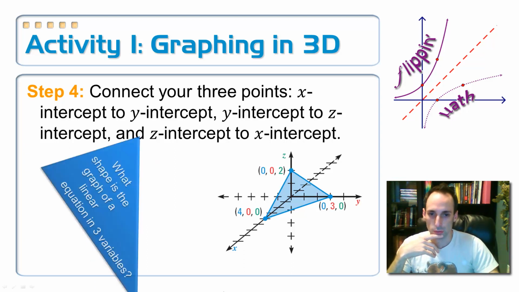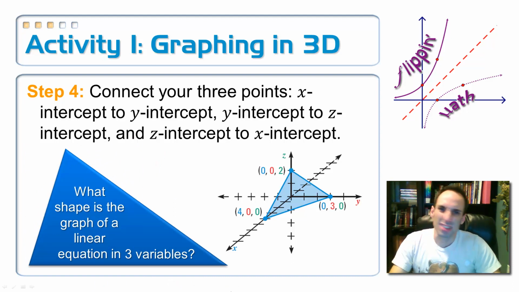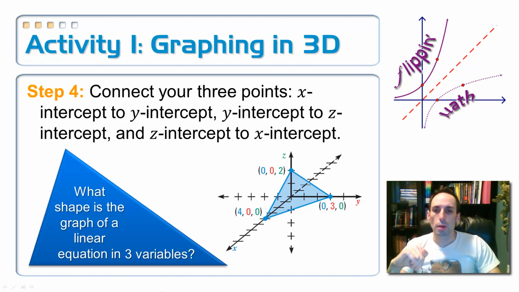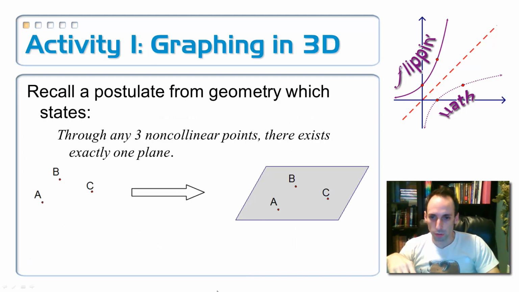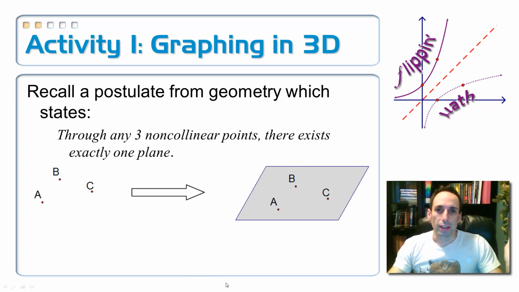I think that's a triangle, huh? Well, except it's not. So I want to refresh your memory of a postulate from geometry. It goes a little something like this. Through any 3 non-collinear points, thunder, it's dramatic. I'll wait for it. Okay, through any 3 non-collinear points, there exists exactly 1 plane.